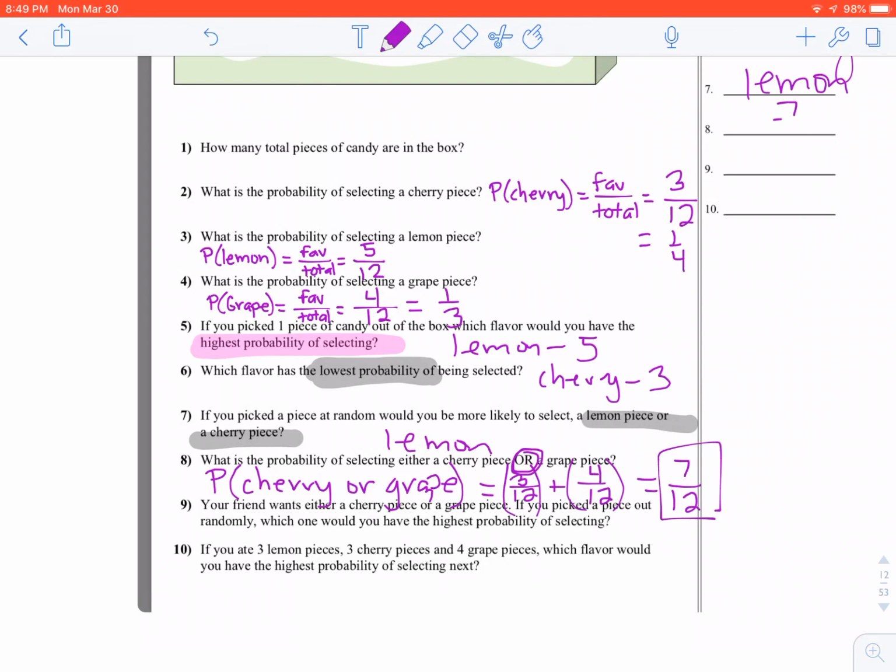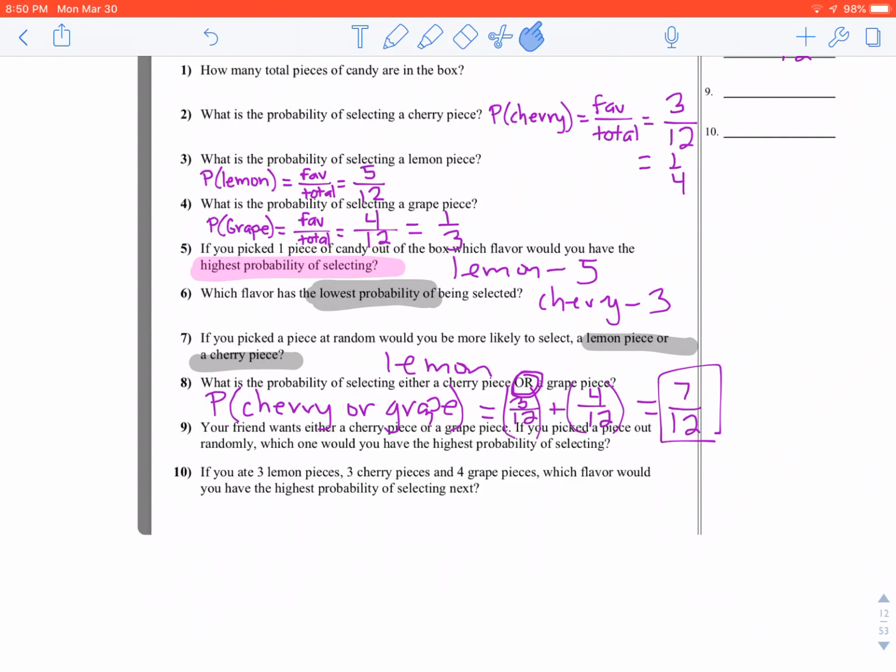So there is a 7/12 chance of selecting a cherry piece of candy or a grape piece of candy. So that's larger than 50%, so not bad. It's likely that that will occur, again going back to our notes from yesterday.